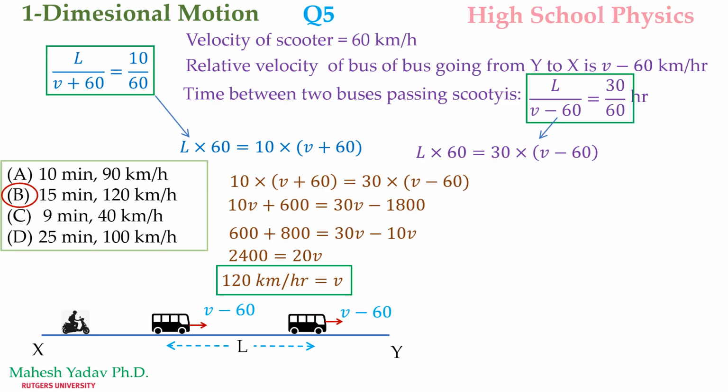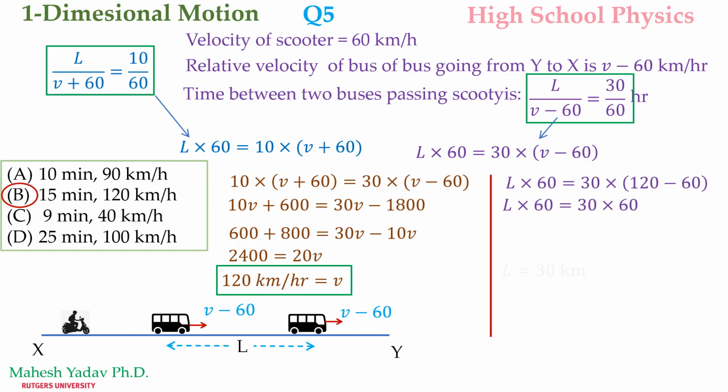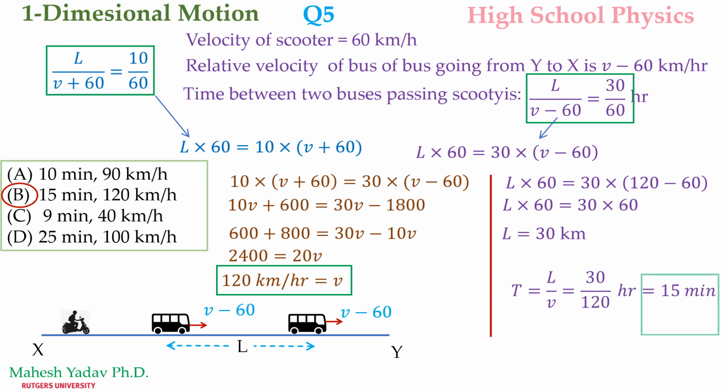As a teacher, I will calculate the time period. We take any one equation to calculate L. We substitute v and get L as 30 kilometers. The time period between the buses is L divided by v, which comes out to be 15 minutes.